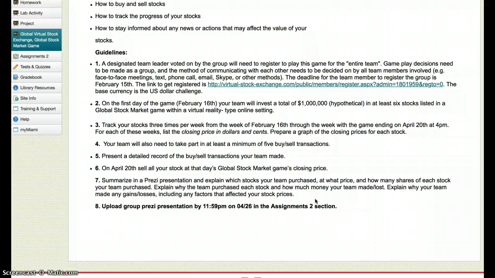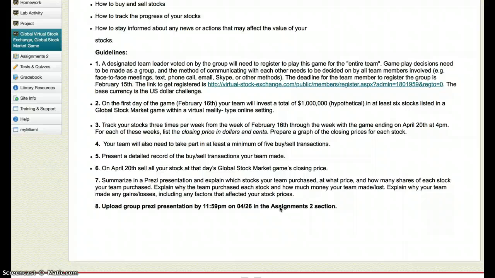So number 7 is really important, because in your Prezi presentation, you want to definitely have all of these elements in there. At what price, how many shares or units or stocks did you purchase, explain why you purchased each stock, and then how much money your team made or lost. Explain why your team made any gains or losses, including any factors that affected your stock prices.